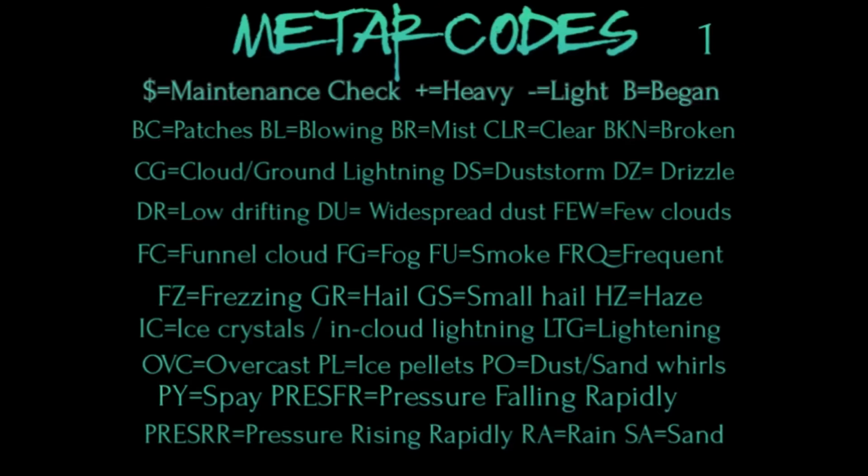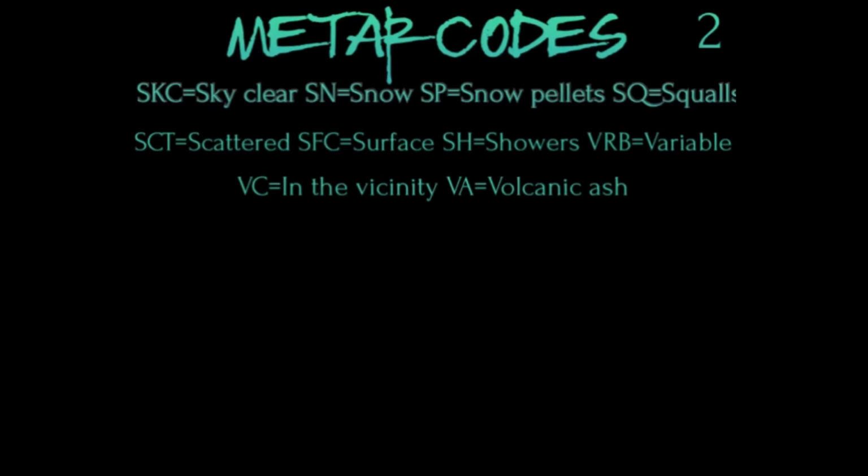Now that we can read a METAR, let's look at a few different codes that can appear. These are not all the codes that can be used, so if you want the full list, a link can be found in the description. These codes can be paired together or be separate, and usually will be found in the sky conditions part of the METAR. So instead of CLR, we could have a plus with BR, which would mean heavy mist.